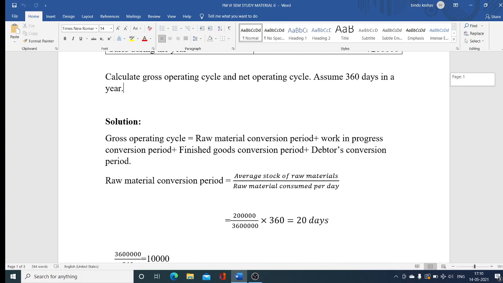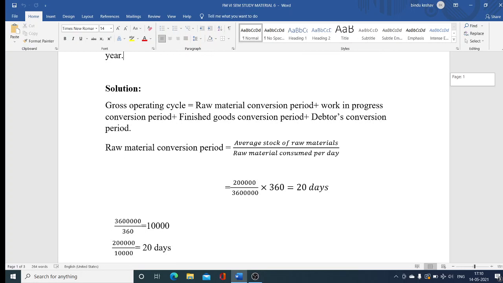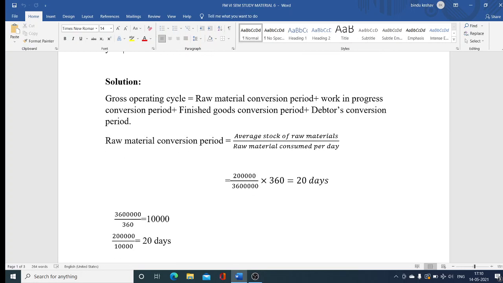Now, first we'll have to calculate the gross operating cycle. So, gross operating cycle is equal to the inventory conversion period plus the debtors conversion period. Inventory conversion period is the raw material conversion period plus the work in progress conversion period plus the finished goods conversion period. And to that we have to add the debtors conversion period. So this is the gross operating cycle.